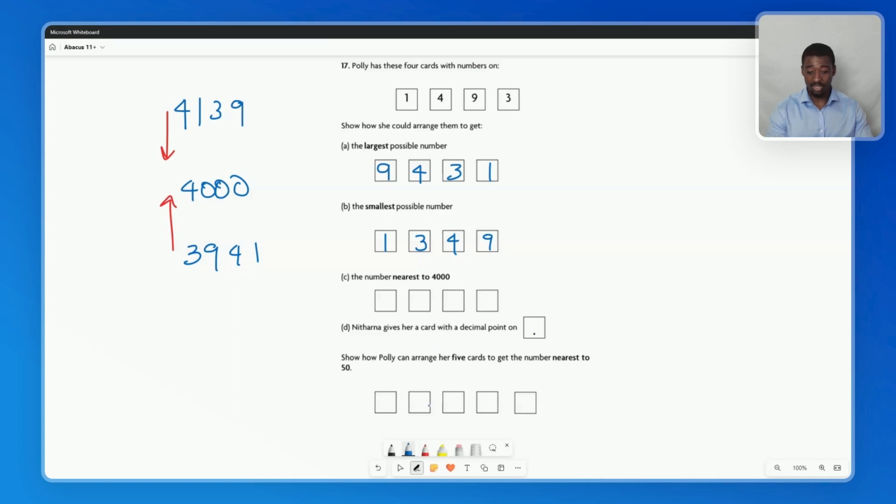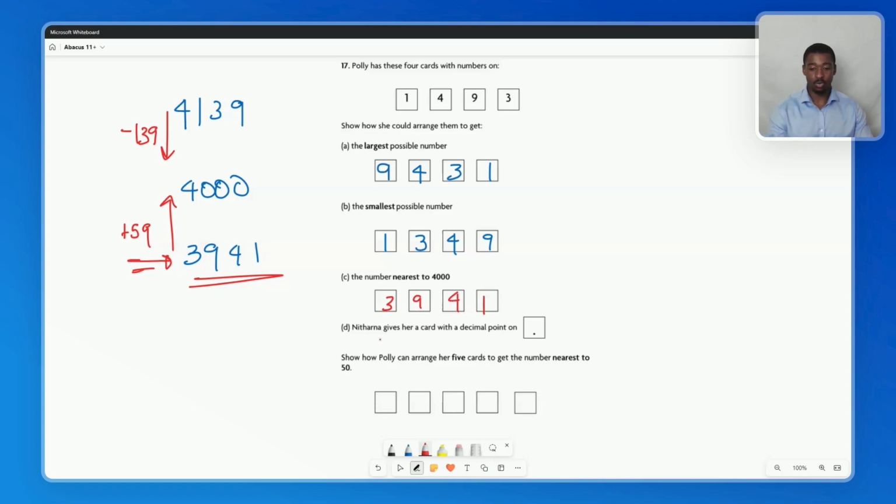Now we've got to think about what's the difference when we use both methods. Well, for this bottom method, bottom up, the difference is only going to be 59. We only add on 59 to get to 4,000. But for 4139, we have to take away 139, which is way more, which means the nearest number is going to be this one. This number is the winner, 3941, going from the bottom up.